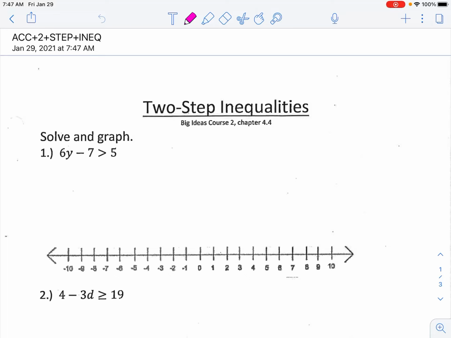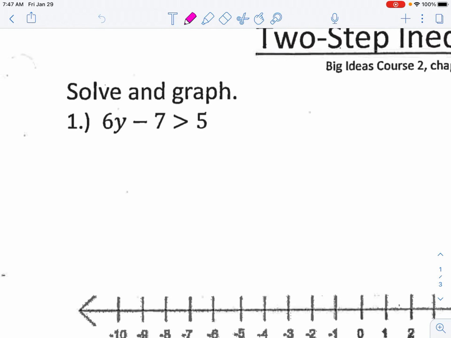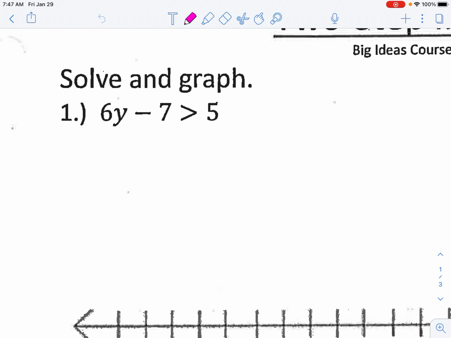Morning. All right. So we're going to move on today to solving two-step inequalities, just like solving two-step equations. So let's go ahead and take a look at the first one. Remember, the first thing we always want to check for is that the variable is on the left side of your inequality, which it is. So we're good to go ahead and start.